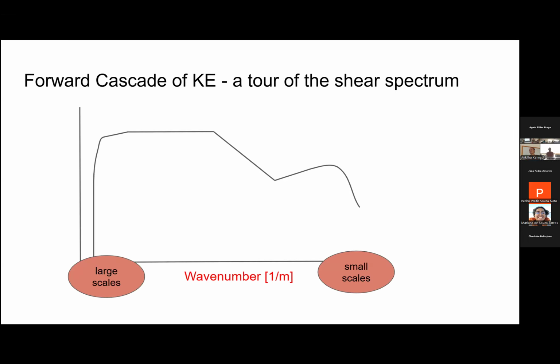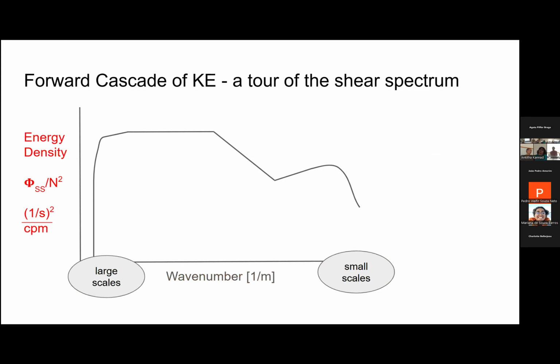First off, the x-axis is wave number. This is different from the last cartoon spectrum that we looked at, which was in frequency space. So large scales are on the left, small scales are on the right. The y-axis is going to be energy density, well, shear energy density. So the numerator is just shear divided by cycle per meter. It's the amount of shear in a cycle per meter, or shear squared. That's why it's shear energy.